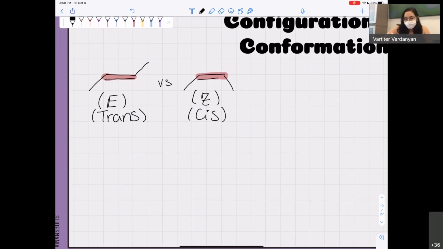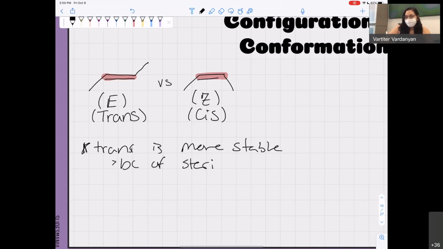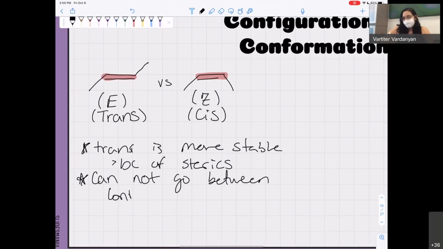And then the important thing here that you have to know, the trans double bond is going to be more stable because of steric hindrance. So each of those groups have more space. They're not knocking into each other. So because of sterics, trans is more stable. The other thing you have to note is that you cannot flip between E and Z / cis and trans. So you cannot go between configurations.